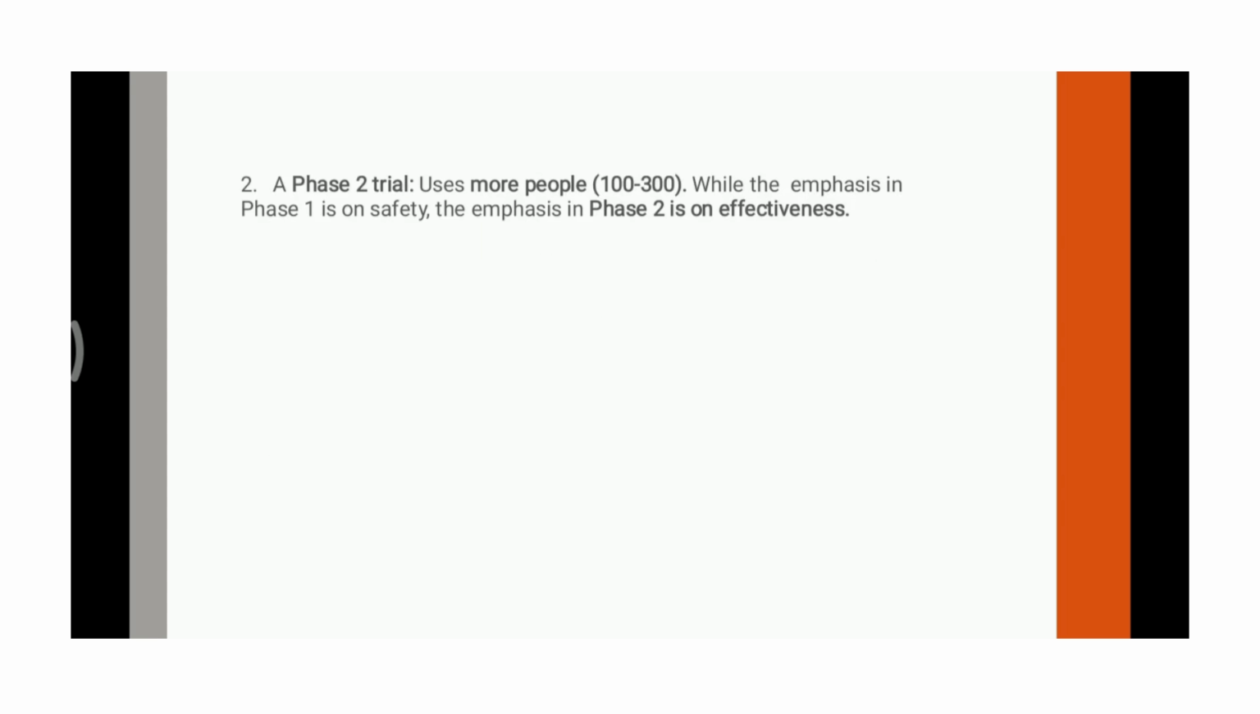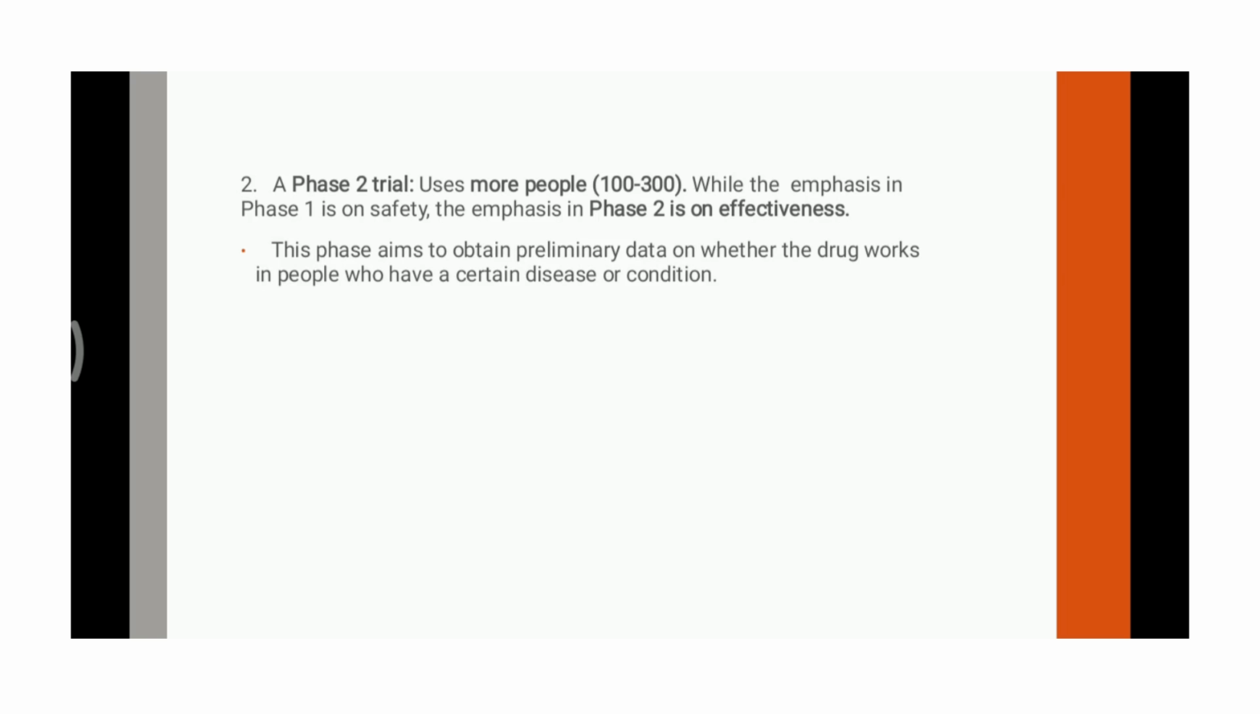What is phase 2 trial? So phase 2 trial uses more people, for example 100 to 300 subjects. While the phase 1 emphasis is on safety, this phase 2 will have emphasis on effectiveness of the drug. So in case of phase 2 trial, the drug's effectiveness is tested on subjects. This phase aims to obtain preliminary data on whether the drug works in people who have a certain disease or condition or not.